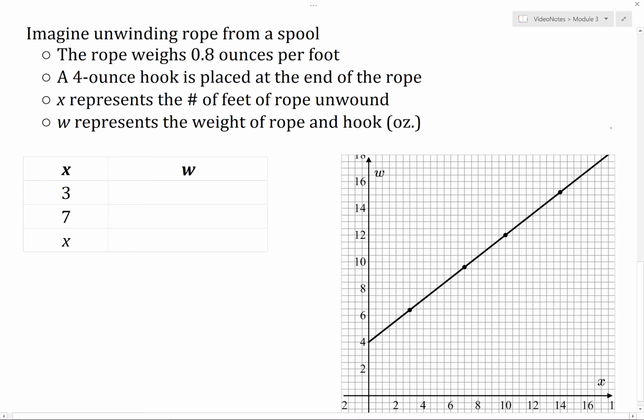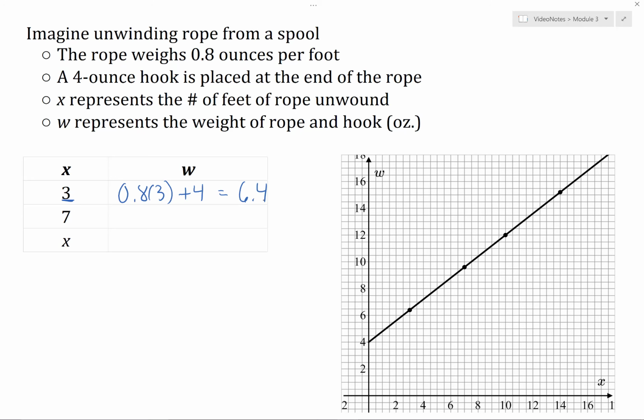So when X is equal to 3, which means that 3 feet of rope have been unwound, then the corresponding weight of rope and hook is 0.8 times 3, which represents the weight of the rope in ounces. And then we'll add 4 ounces for the weight of the hook. And this is equal to 6.4, which means that when 3 feet of rope have been unwound, the weight of the rope and hook is 6.4 ounces.